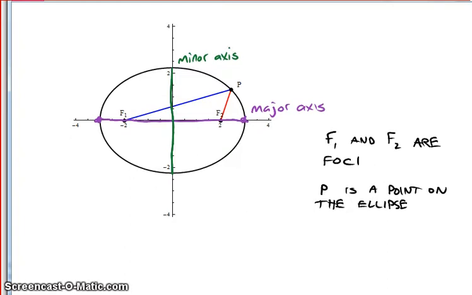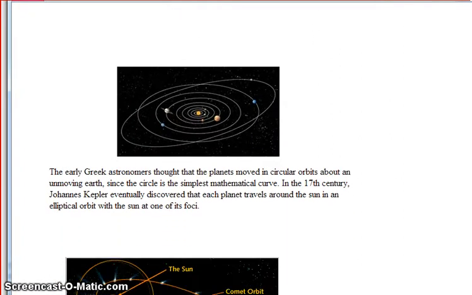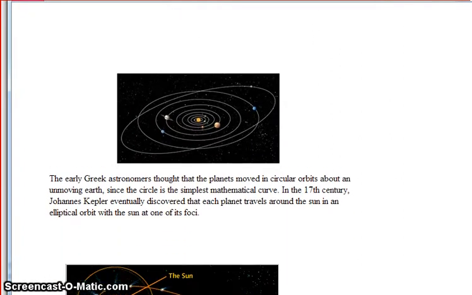Some of the more famous examples of ellipses in the real world are the planetary motions, for example. The Greek astronomers thought that the planets moved in circular orbits, the first of our conic sections, around an unmoving Earth, since the circle is the simplest mathematical curve. However, in the 17th century, Johannes Kepler eventually discovered that each planet travels around the Sun in an elliptical orbit with the Sun as one of its foci.